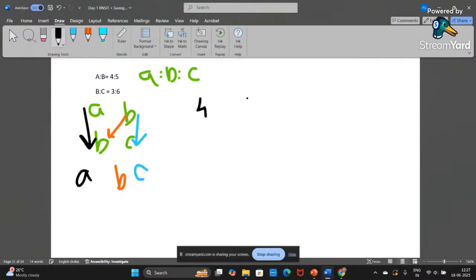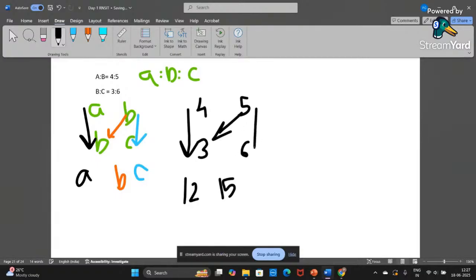4, 5, 3, 6. To find the A value, multiply like this. 4 threes are 12. Then to find the B value, cross multiply. 4 threes are, sorry, 5 threes are 15. To find the C value, like this. 5 sixes are 30.